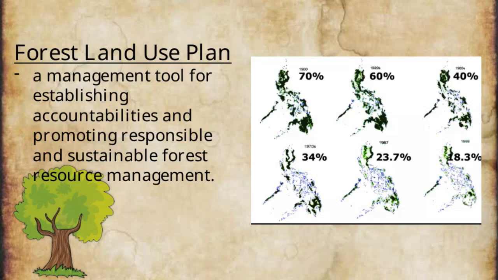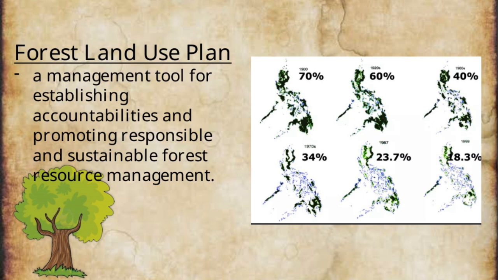Let's take a closer look at the Forest Land Use Plan. Essentially, this plan serves as a management tool that helps us establish clear accountabilities. It's designed to ensure that everyone involved understands their roles and responsibilities when it comes to forest resources. More importantly, it promotes responsible and sustainable forest management practices. By having a solid plan in place, we can balance the needs of development with the preservation of our forest ecosystems.